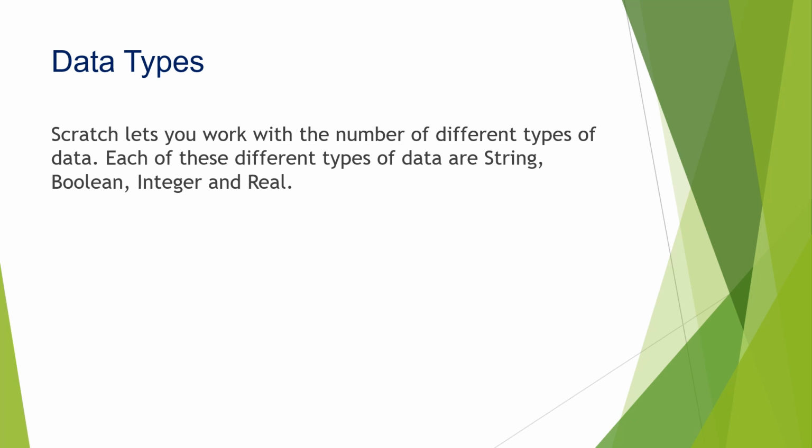A string is a piece of text data. Boolean represents data that has been assigned the value of either true or false. An integer is a numeric value that does not include a decimal point. A real number is a number that includes a decimal point.